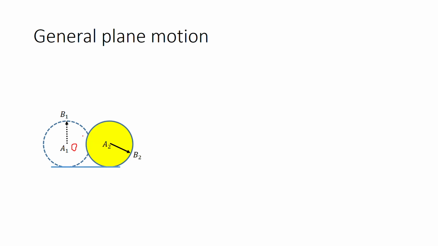And the configuration initially was shown by this dotted blue line. Now it has changed to this yellow disk. Initially the line was A1 B1, which was in the vertical direction. Now the orientation has changed to A2 B2. Now this can be shown here.